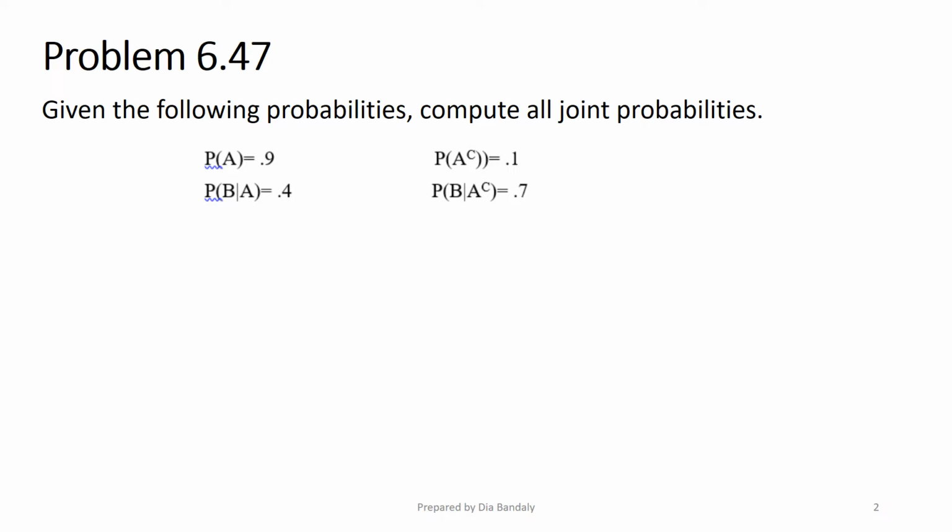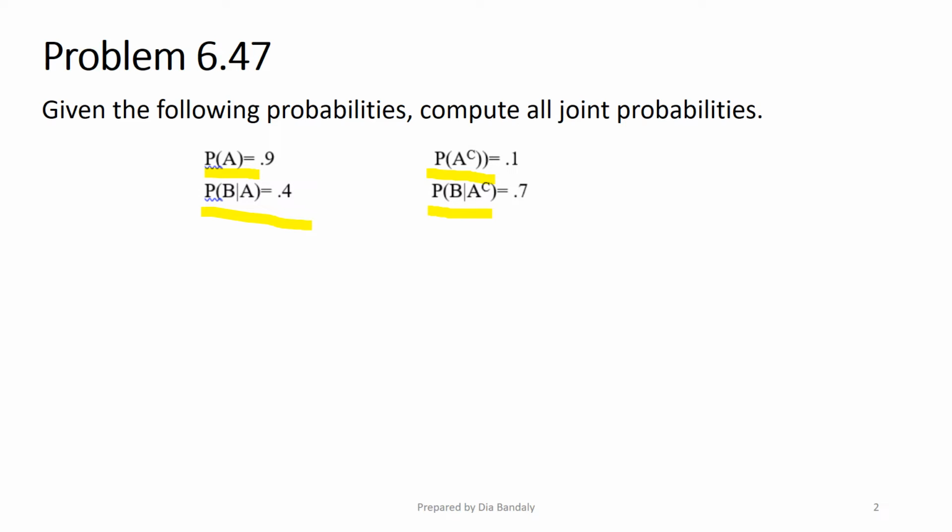We are given the following probabilities for these events. Probability of A is 90%, probability of B given A, 40%. So let me get my highlighter first. Okay, here we go. So this is the conditional probability. This is the simple event, probability A. And this is the probability of the complement of event A, 0.1. Obviously, when P of A is 0.9, that means its complement is 0.1. And we're given that probability of B, given that the complement of A happened, is 0.7.